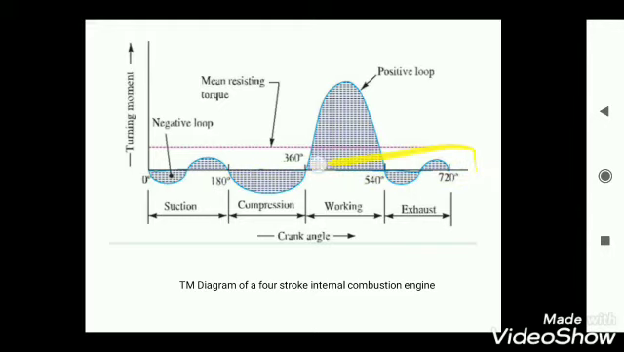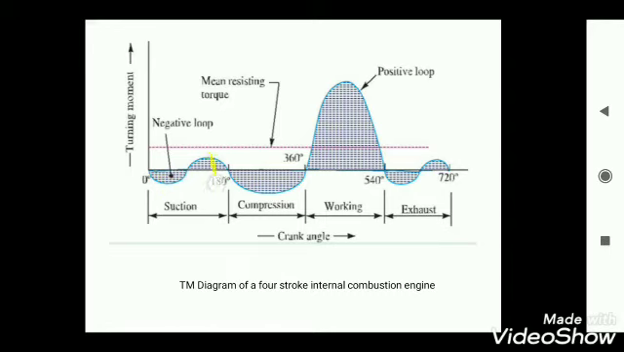energy, the turning moment diagram is there, and the work done required is this much. So this much work needs to be done by the engine. Over here, below the x-axis, a negative loop forms. Because work needs to be done on the gases, you can see the very small negative loop over here.